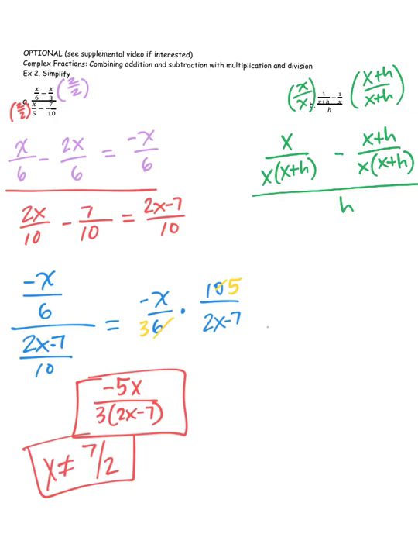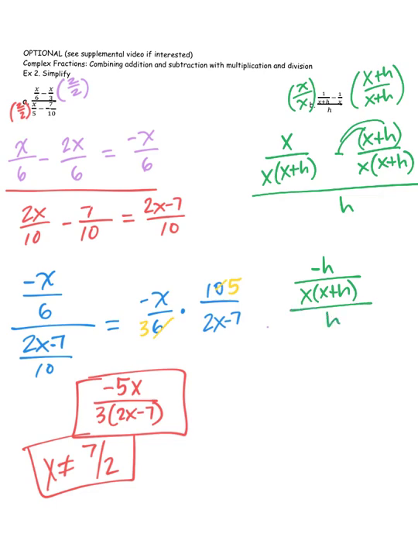Combining my like terms in my numerator, remember all of this is one term. I'm going to have to distribute that negative. So it's really minusing x and minusing h. Well, x minus x is nothing. It's 0. It cancels out. So that's just going to leave me with a negative h over x times x plus h.